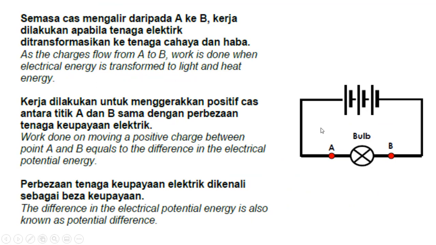As the charge flows from A to B, work is done where electrical energy is transformed to light and heat energy. Work done on moving a positive charge between point A and point B equals the difference in the electrical potential energy. The difference in the electric potential energy is also known as potential difference.